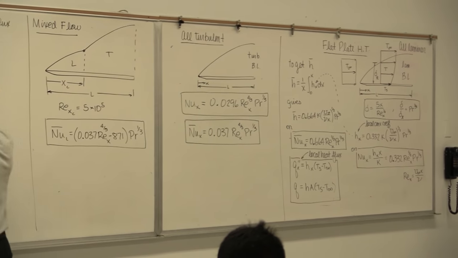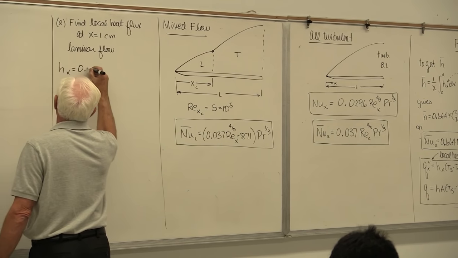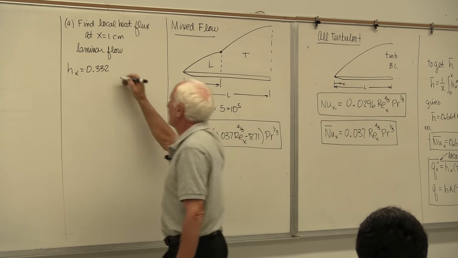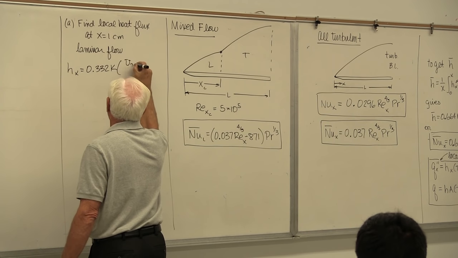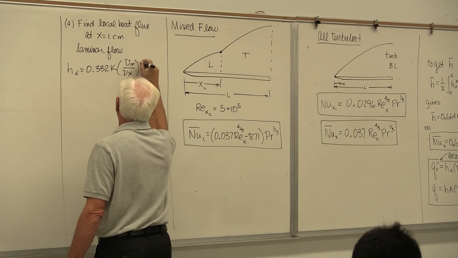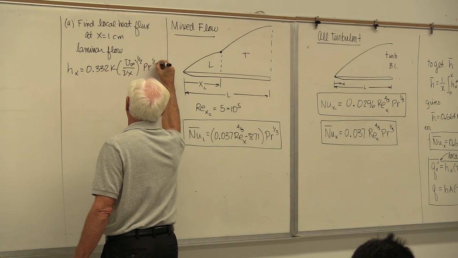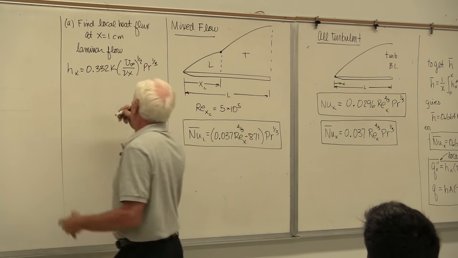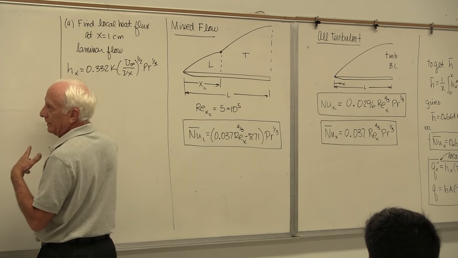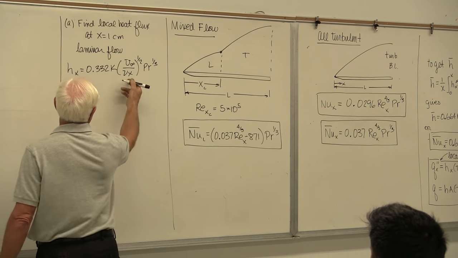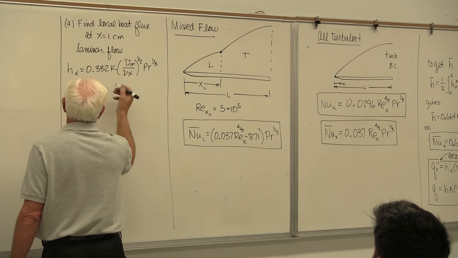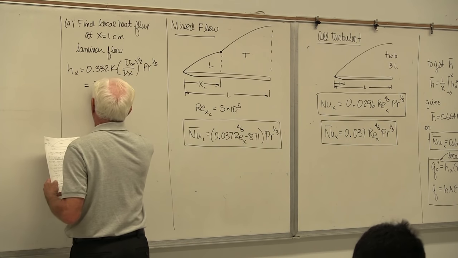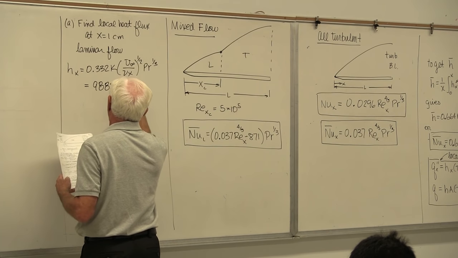Okay, so h sub x equals 0.332 k, quantity U infinity over nu x to the 1/2, Prandtl to the 1/3. You know all the stuff. Put all the stuff in there. You've got the properties. You know what x is, 0.01. U infinity is 6. And you end up with h sub x equals 9882 watts per square meter K.